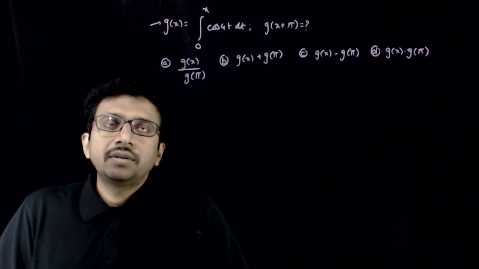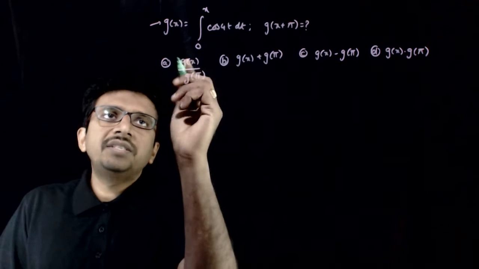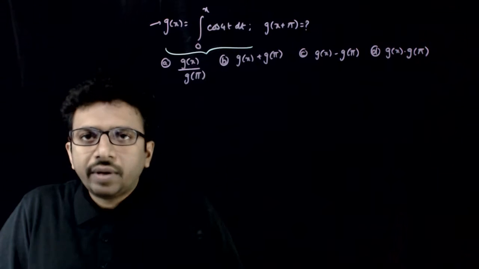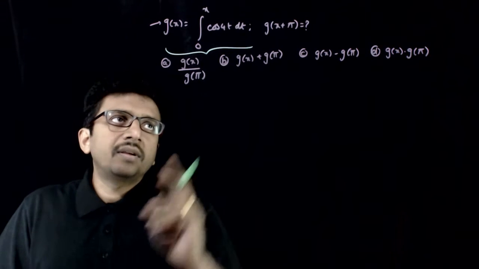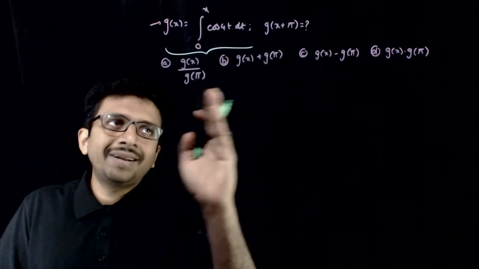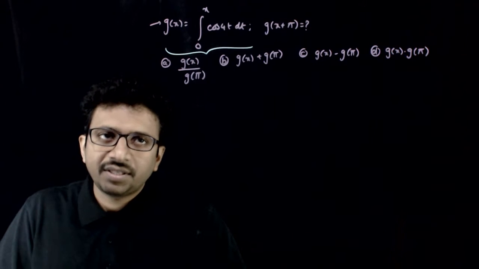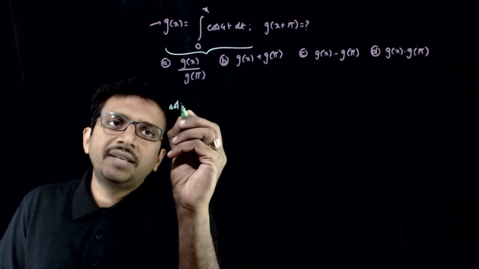So welcome students. In this question, you're given that g of x is equal to the integral from 0 to x of cos 4t dt. And g of x plus pi is equal to what, in terms of g of x and g of pi? That's the question. So let us try to analyze this.